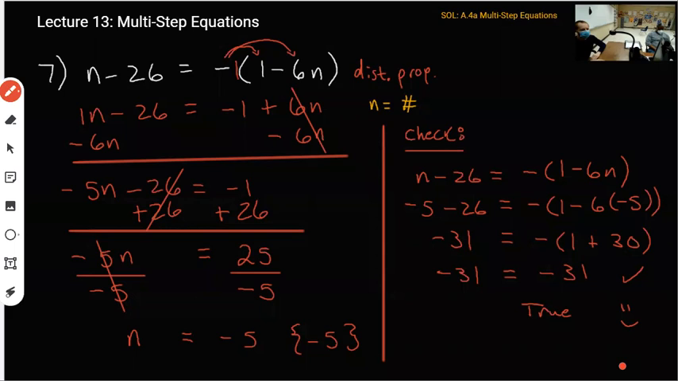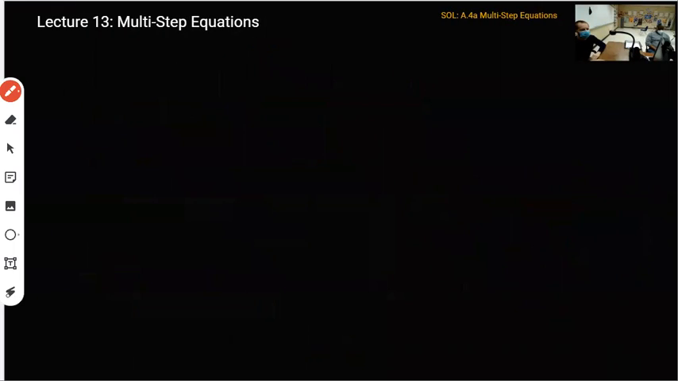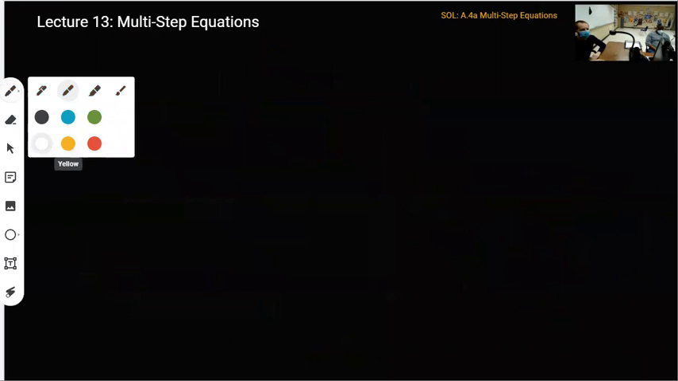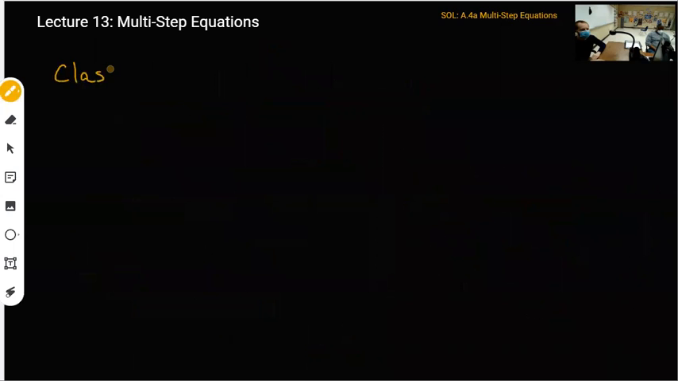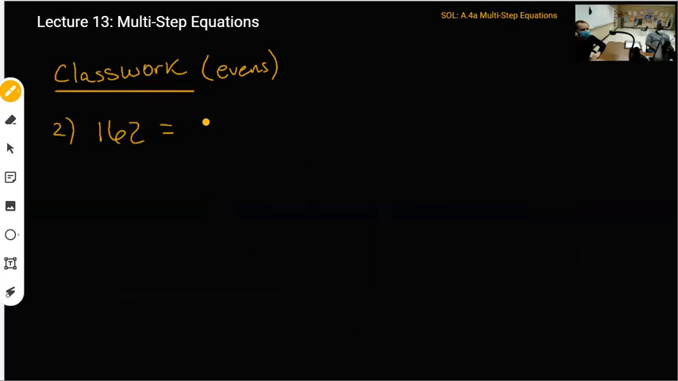So now let's move on to some of the classwork questions, because I do see some that I do want to talk about. So let's take a look at the classwork. I'm going to be doing some even problems, so I'll just write down evens. Number 2 says 162 is equal to 7 minus 5 times 1 plus 8x.